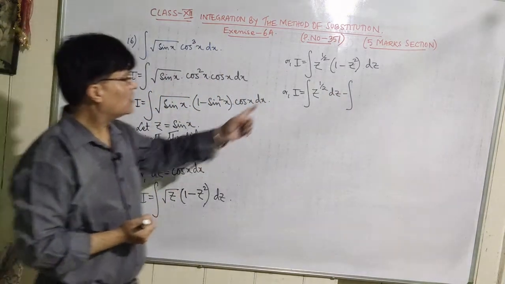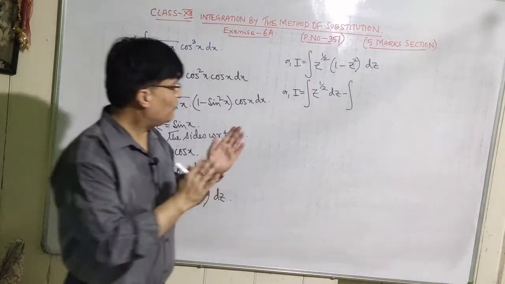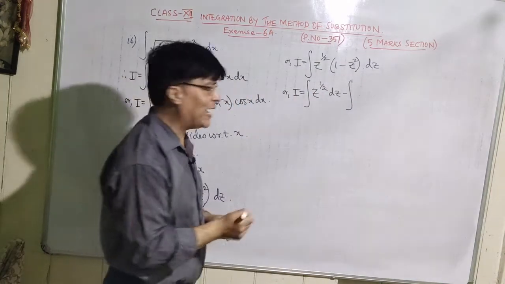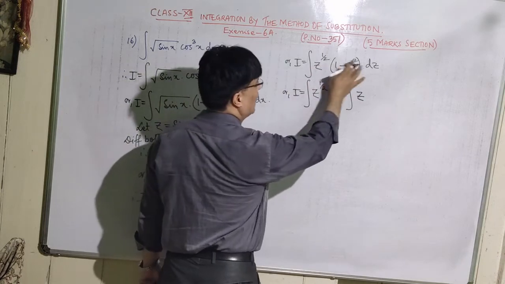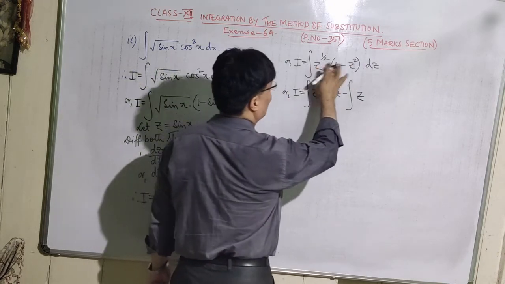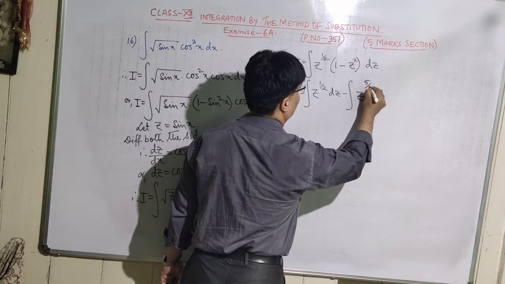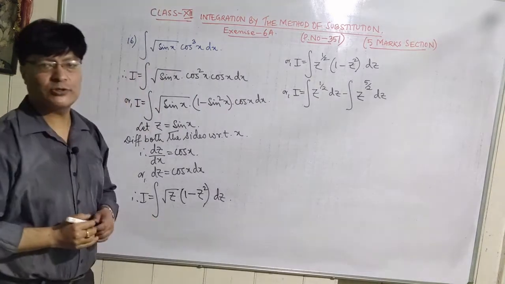Now what is z to the power half into z square? If you multiply z to the power half and z square, the powers will be added. That is, you will get z to the power half plus 2. What is half plus 2? 2 2s are 4 plus 1, 5. This is 5 by 2 dz. I think you have understood it.